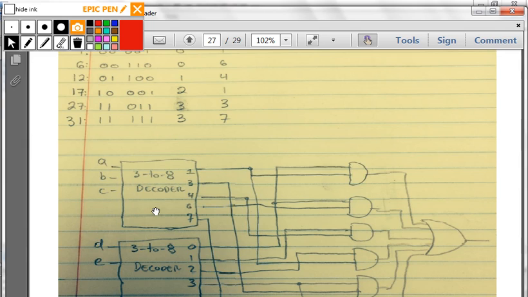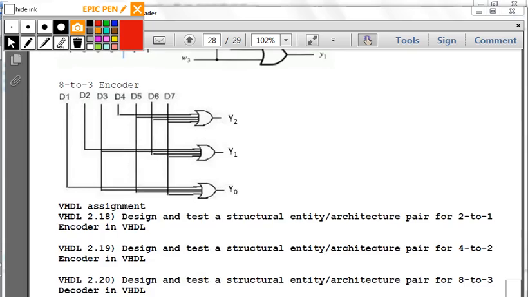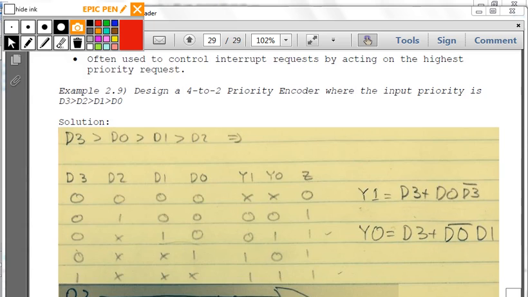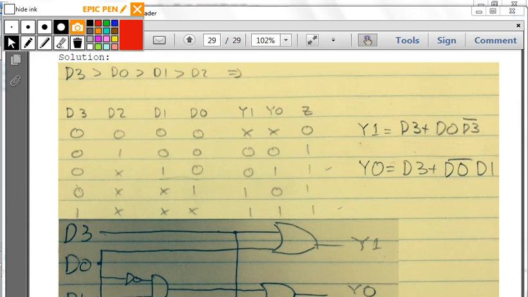This should be A, B, C, D, and E. Yeah, that's what he was saying. And then I think I might have had one other example down here where I was just showing the design of a priority encoder where the input priority is switched around. So here, the D3, D0, come on, D1 and D2.